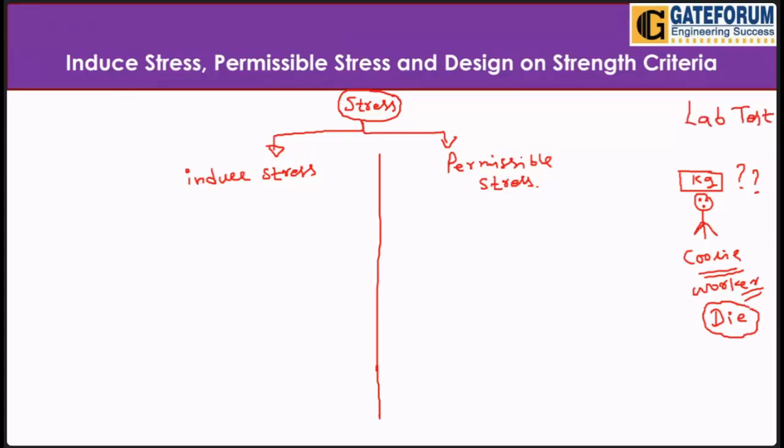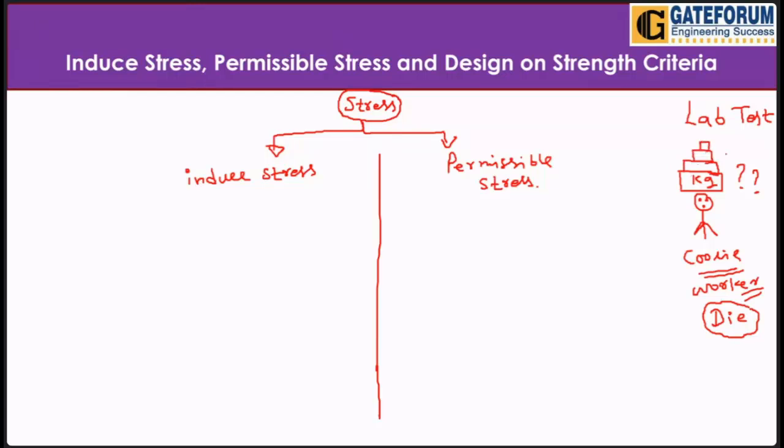And the same thing happens with the metals also. I'm telling with the help of one human being, the same thing happens with the metals also. In the lab test, what I will do, I will put 1 kg weight on his head. First I will put 1 kg, then again 1 kg, then again 1 kg, like this only.